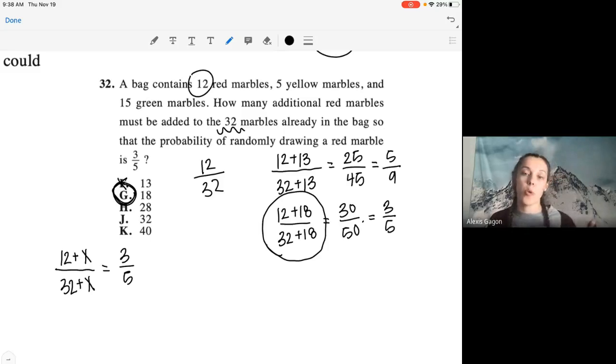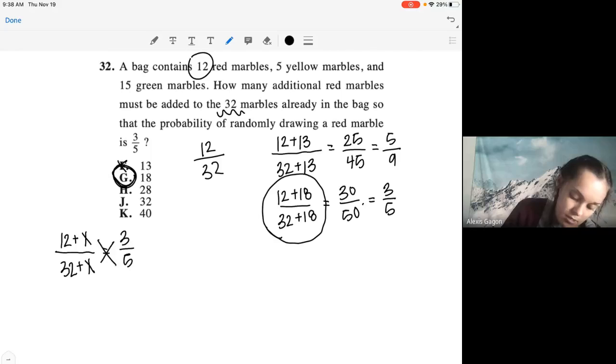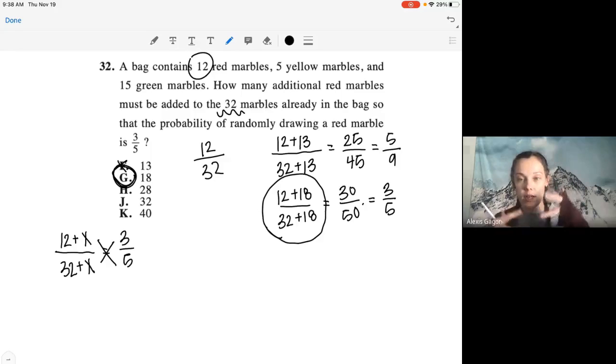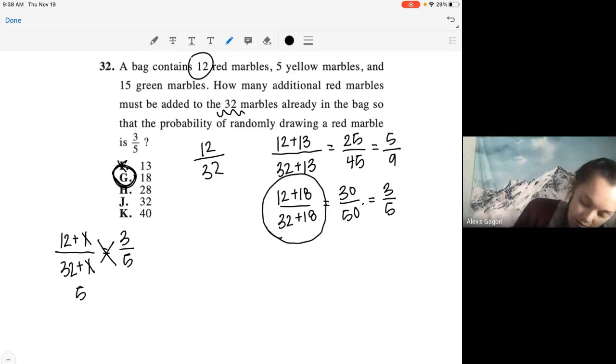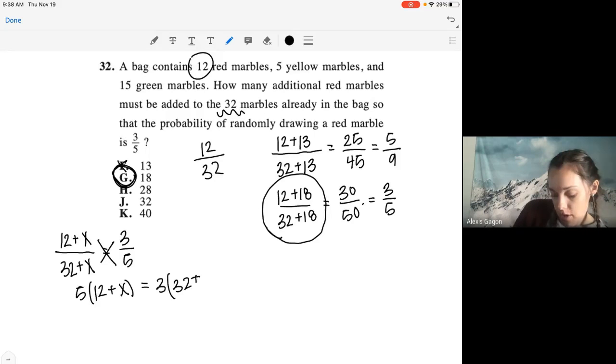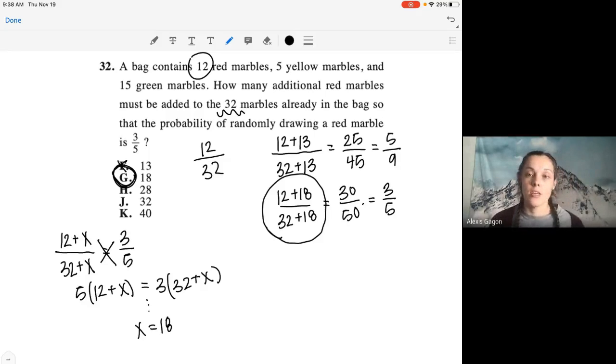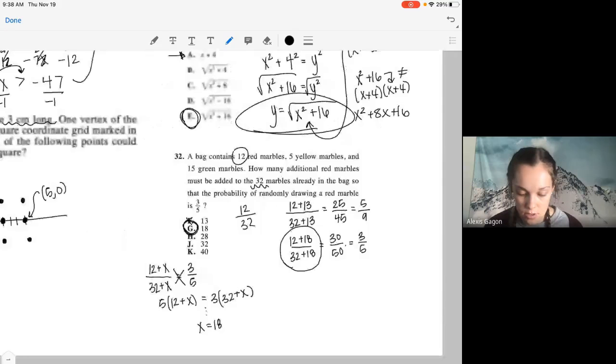So you could set up a proportion here. And then from here, you could solve this just by cross multiplying. You can only ever cross multiply over an equal sign. I think we get that confused a little bit. You only cross multiply over an equal sign. So then this ends up being 5 times (12 plus x) equals 3 times (32 plus x). And if you solve this down, you end up getting x equals 18. So that is just another way to get the answer without using answers already given to you. Okay, questions with any of those?